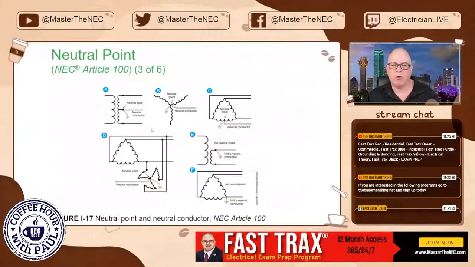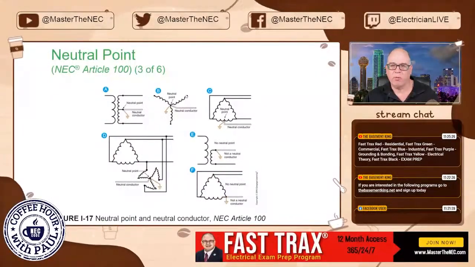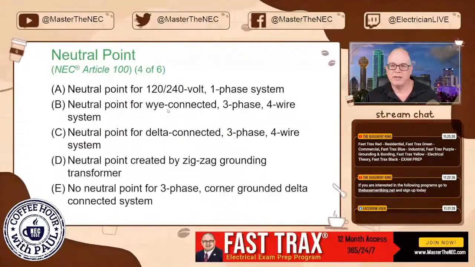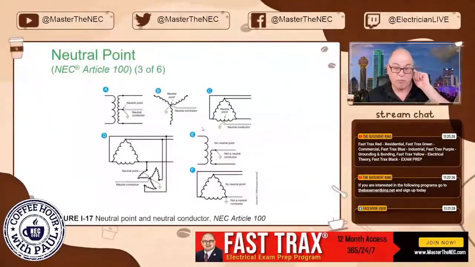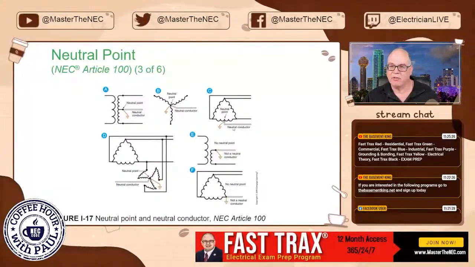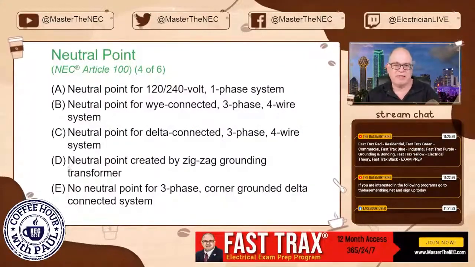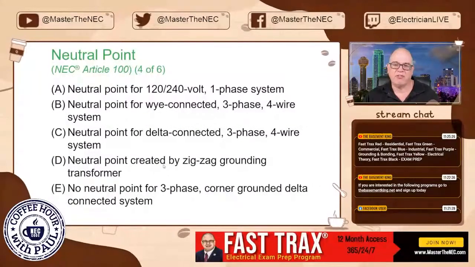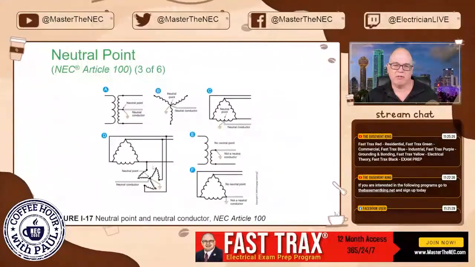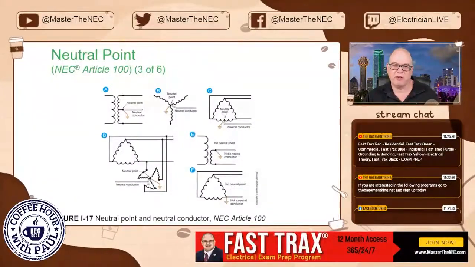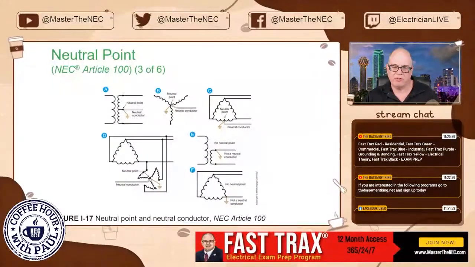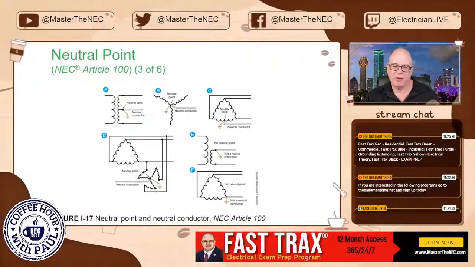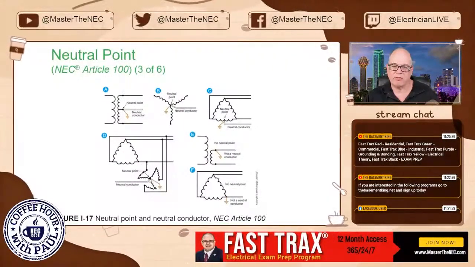That's a 3-phase 4-wire system. 1, 2, 3, 4, 1, 2, 3, and 4. Okay. C is a neutral point on a delta connected 3-phase 4-wire system. So that's a neutral point. D is a neutral point created by a zigzag grounding transformer. So this is an inserted zigzag to change voltages. That is right there, still a neutral off of this actual zigzag transformer.